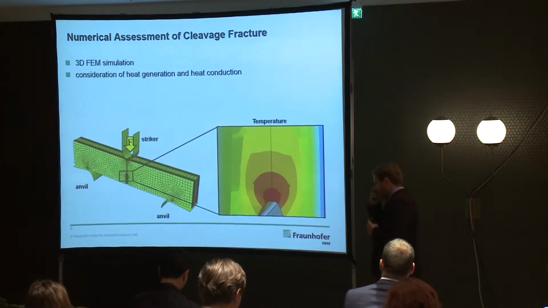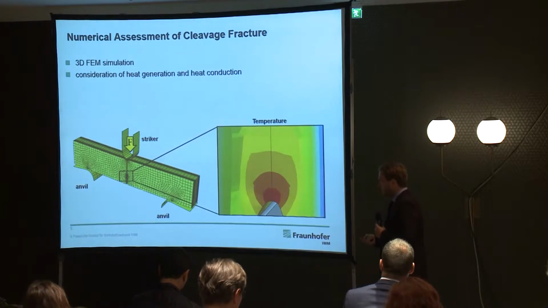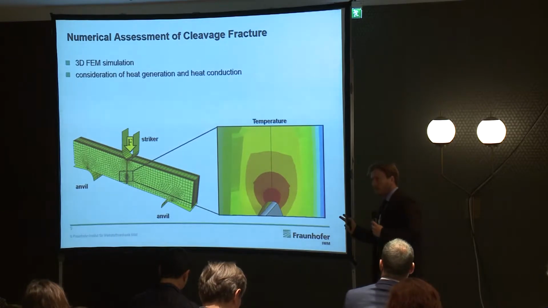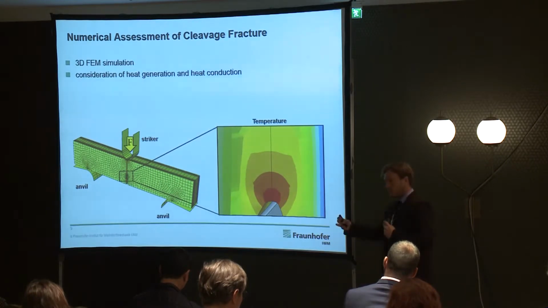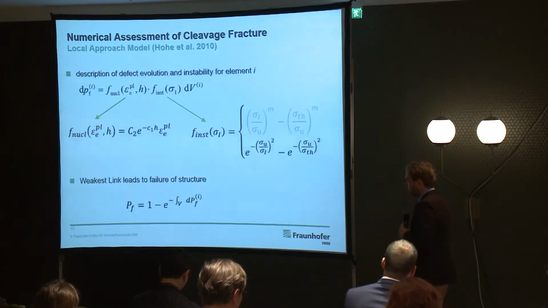So the next step would be what happens if we use a local approach model to assess cleavage fracture. So we use a FEM analysis and later on try and use a local approach model to assess fracture behavior. Now the important thing here is to note that it's just a standard simulation. What I did here was explicitly try to consider heat generation and also heat conduction in the crack tip region, as you can see here. So we inherently conceive this effect of the temperature increase in the crack tip region. So later on, if we assess cleavage fracture probability, then the temperature parameter here is already conceived.